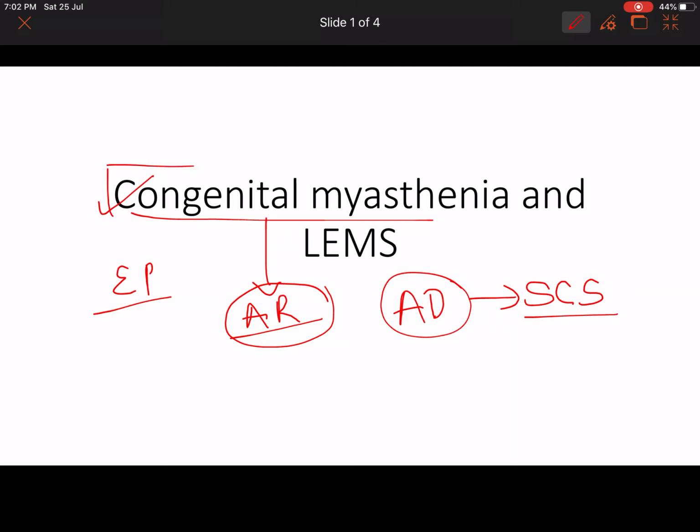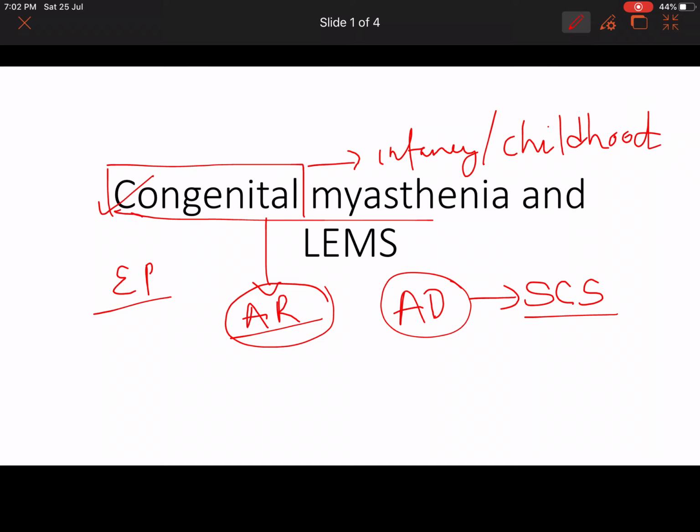And these congenital, as the name indicates, they are congenital, means they are present in the infancy or childhood, but very rarely they can have presentation in the adulthood also, so you have to be careful. But remember, if a child presents to you with myasthenia gravis, definitely you keep in mind congenital myasthenia syndromes. So we'll take a look at what are the molecules which are deranged or defective in patients with congenital myasthenia.